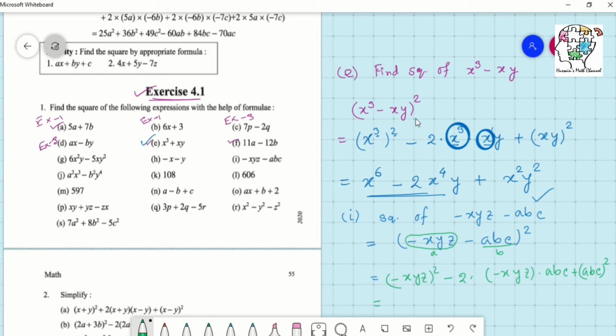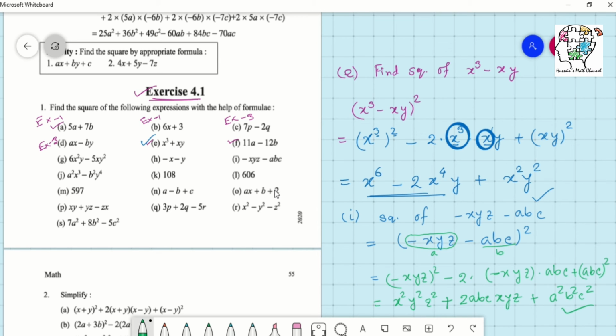And if we calculate here, this minus power 2, every time minus times minus will be plus, and there will be three squares individually, that means x square, y square, and z square. Minus, and this minus and this minus will be plus, minus times minus will be plus, so 2 abc xyz, and then we can write a square, b square, and c square, which completes the answer to number I.